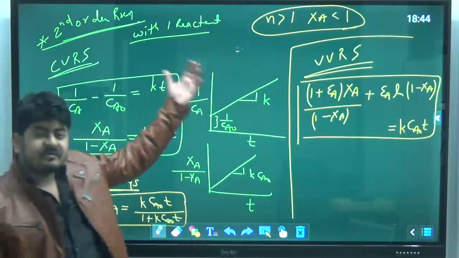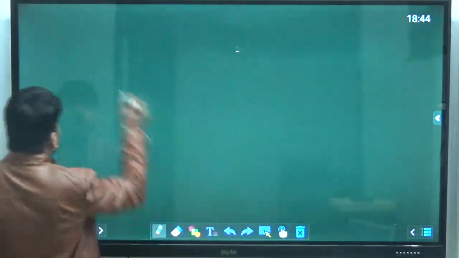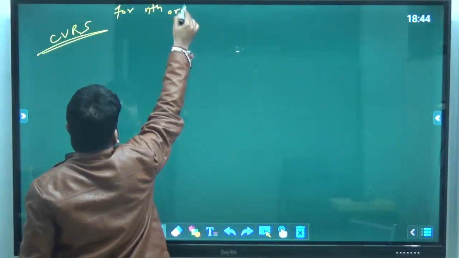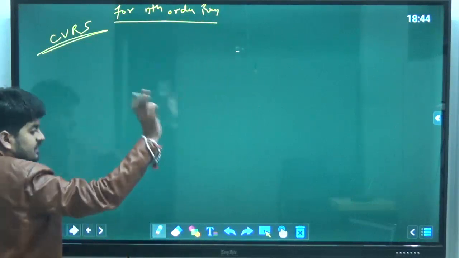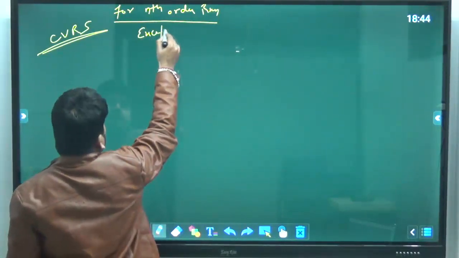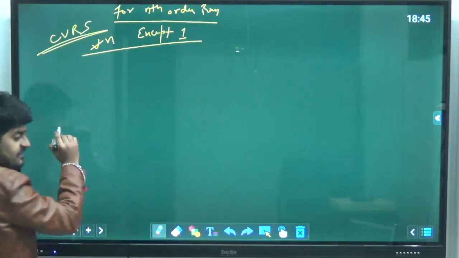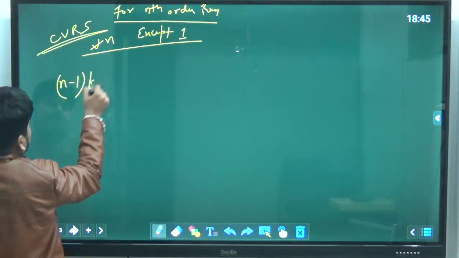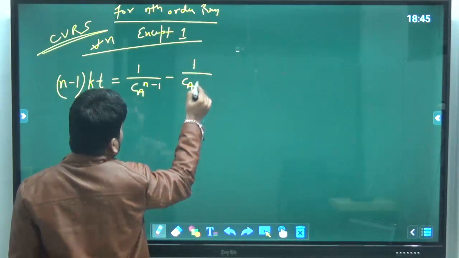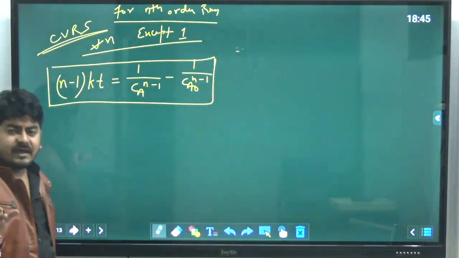Similarly, if I have third order, fourth order, fifth order, then what are we going to do? See, for a CVRS reaction system, for nth order reaction, the general expression you can use to get all the data, valid for all values of n except 1, is: n minus 1 kT is equal to 1 over Ca power n minus 1 minus 1 over Ca naught power n minus 1. Okay, this is for all nth order reactions in CVRS.